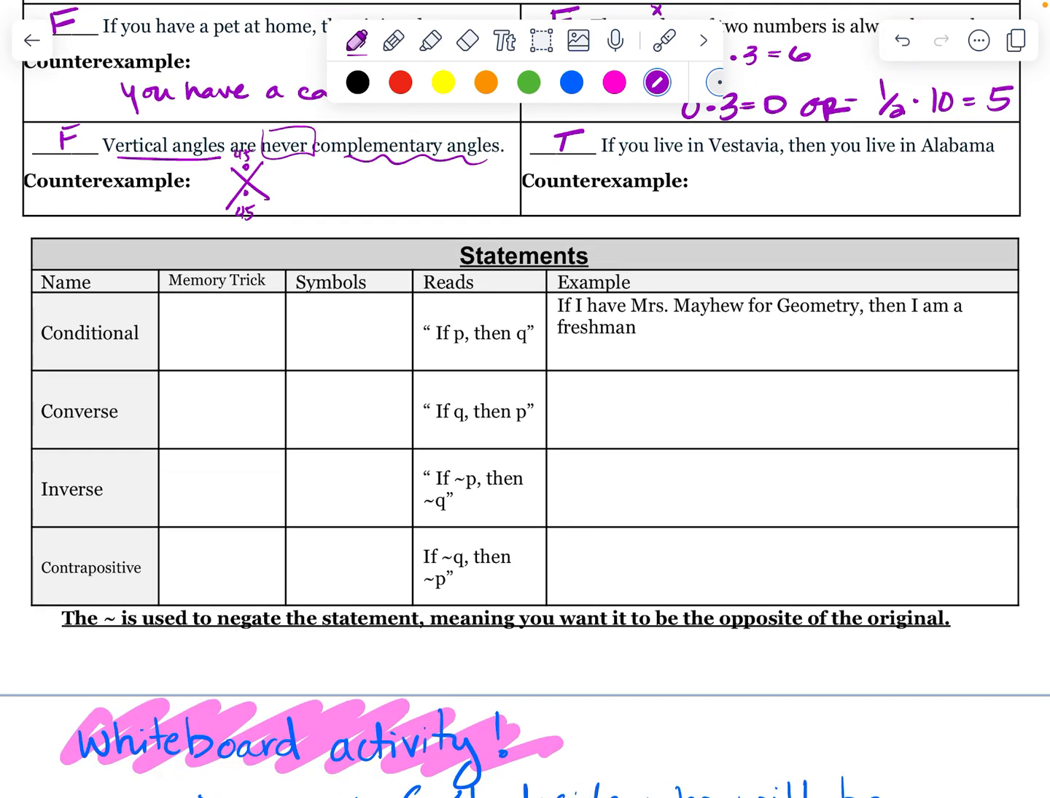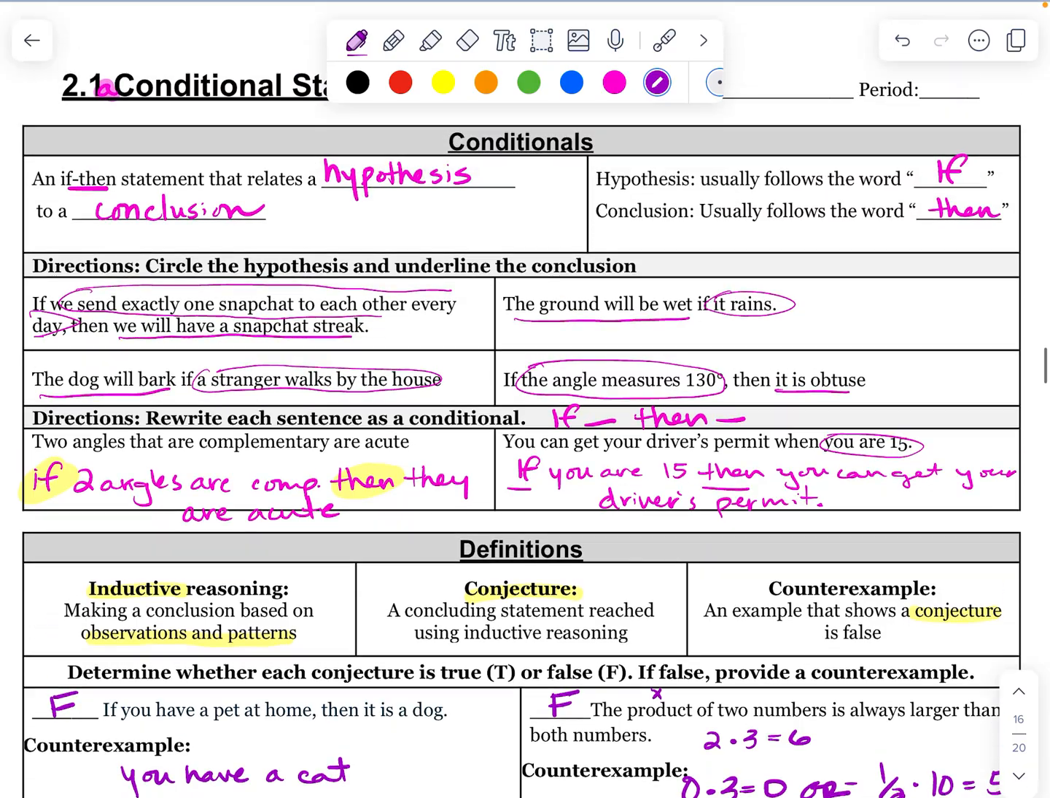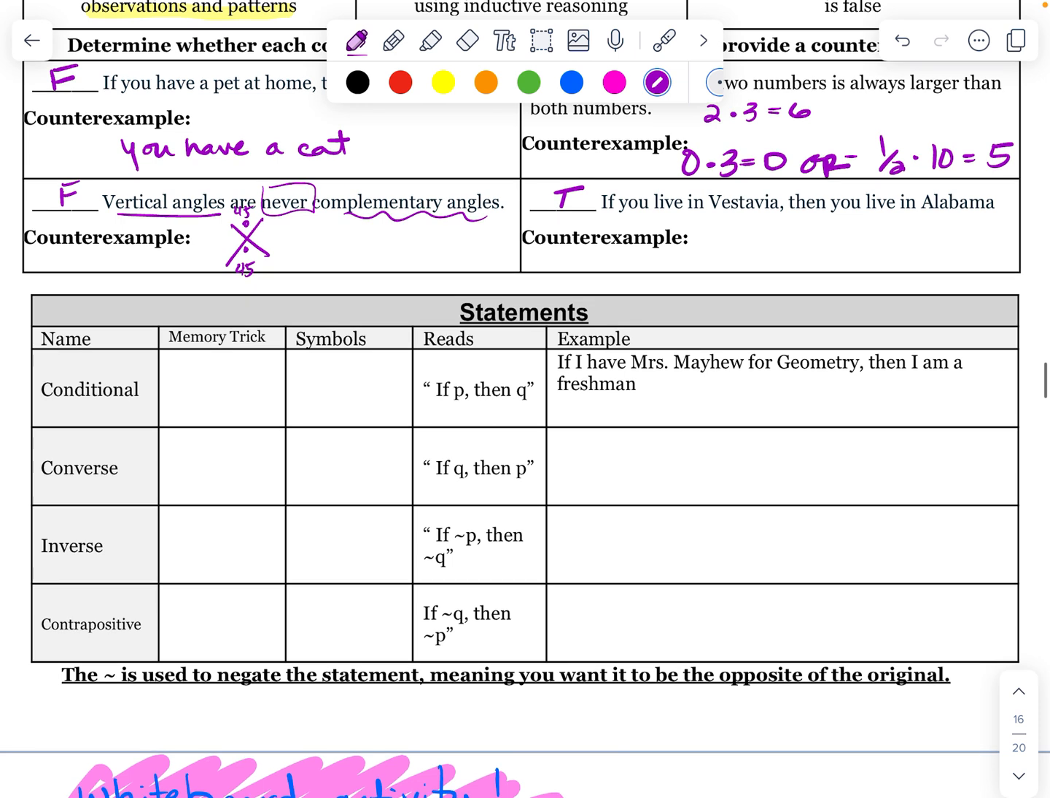Okay. Now, we also have different types of conditional statements. So the one you get most often is this: if P, then Q. And to do this, we're going to hold both our hands out. If P, then Q. It is a conditional. It's what your parents condition your allowance on. Conditions. If you have Miss Mayhew for geometry, then I am a freshman. That is a conditional statement. We have if, then, hypothesis, conclusion.